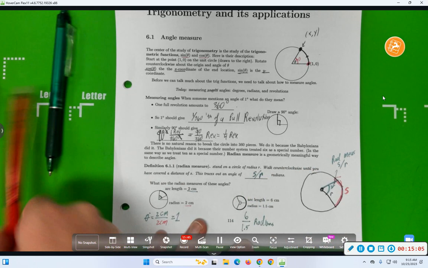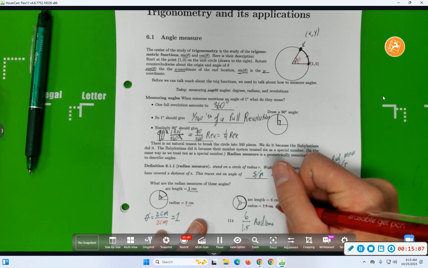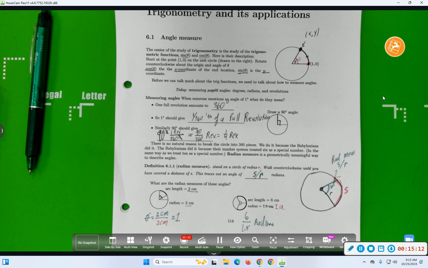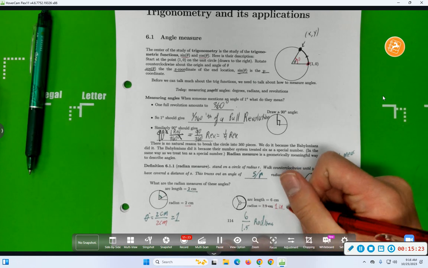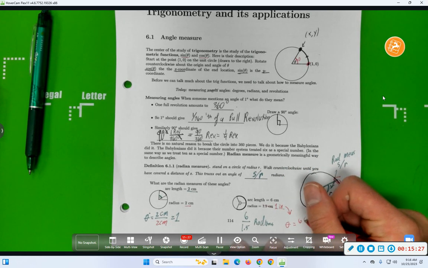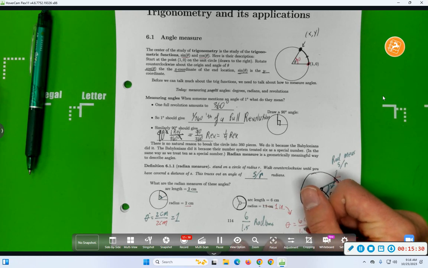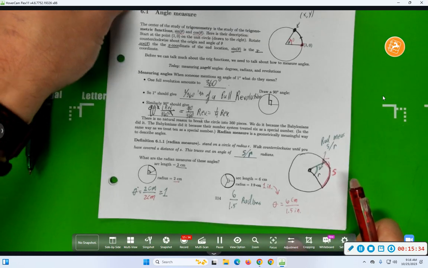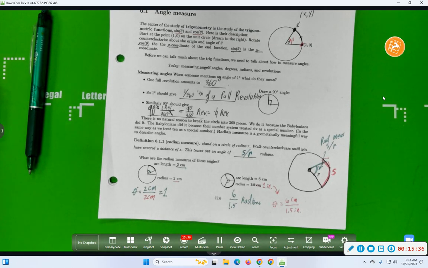If I did something silly like saying this was 6 centimeters on a radius of 1.5 inches, how would that change the problem? You need to do some unit conversions, right? So if I changed it to this problem, you'd say, well, this theta is s over r, 6 centimeters divided by 1.5 inches. And I guess we should either convert those inches to centimeters or centimeters to inches.